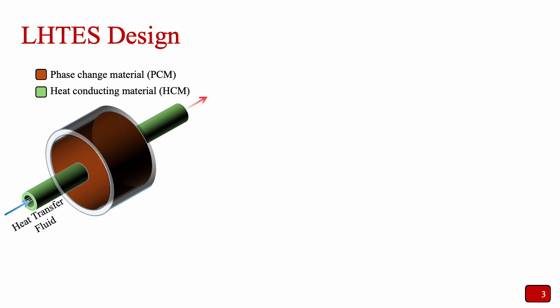Let's examine the design of a typical LHTS device. It consists of three primary components: a phase change material, that is PCM, that stores and releases this energy by melting and solidifying, a heat conducting material, HCM, which forms a structural matrix to enhance heat transfer, and a heat transfer fluid, HTF, that transports thermal energy.